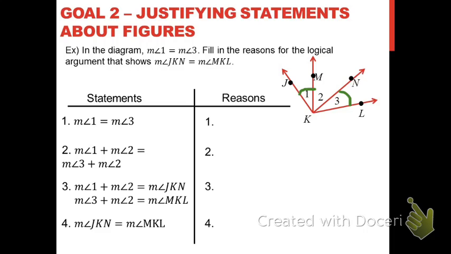The measure of angle 1 equals the measure of angle 3. And I want you to fill in the reasons here that justify these statements that ultimately show that the measure of angle JKN has to be equal to the measure of angle MKL because of those two congruent angles. I'd like you to pause, see if you can fill in those reasons, and then come listen to me explain why those reasons are what they are. Go ahead.